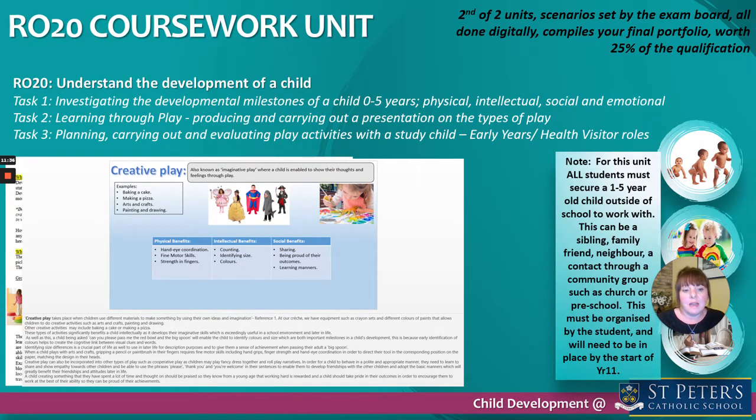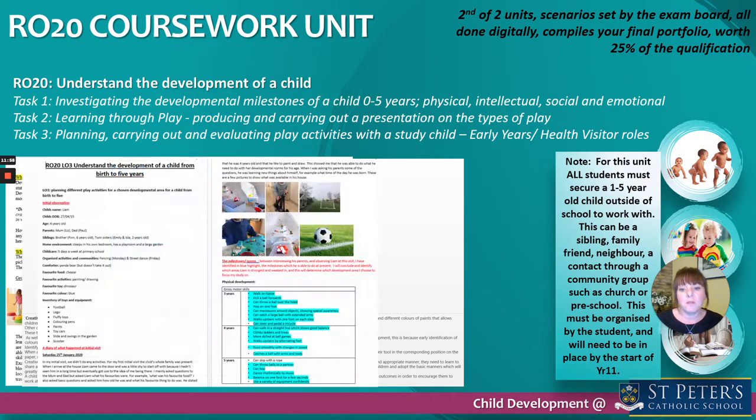carrying it out. And this is the one note that's probably most important, is that all students who take child development will need to know a child outside of school between the ages of 1 and 5. They won't need this until year 11, the very end of year 10, beginning of year 11. But they need to be a sibling, a family member, or somebody nearby that they can build a good relationship with and actually use them as part of their study.